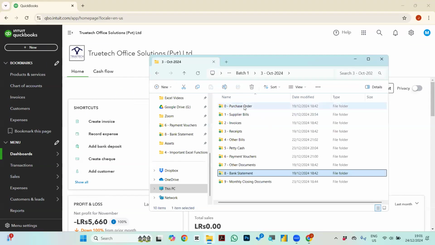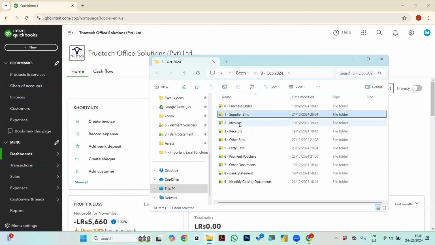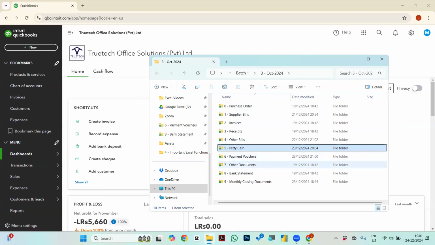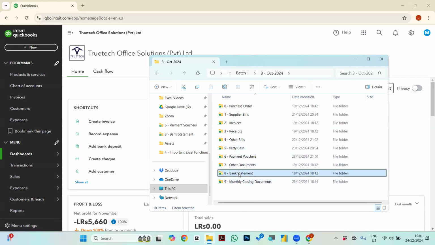All right, so we tried a purchase order. We recorded all the bills, invoices, and all the receipts. We also recorded the other bills, petty cashes, payment vouchers, and now we have the bank statement. We have recorded most of the transactions already when we did receipts and payments, so most of the transactions are already run. With the bank reconciliation, 99% of our problems will be automatically solved.